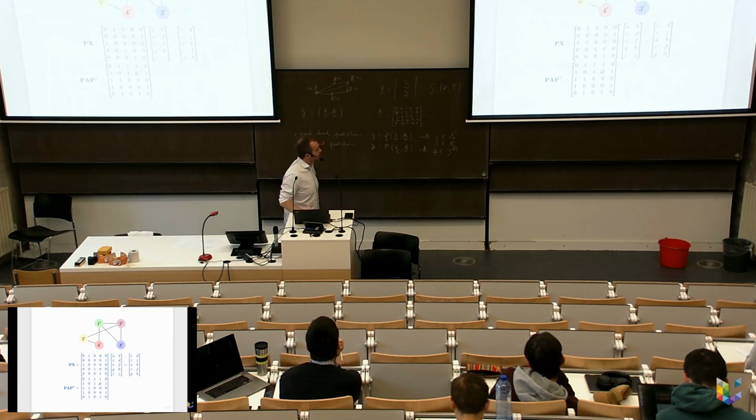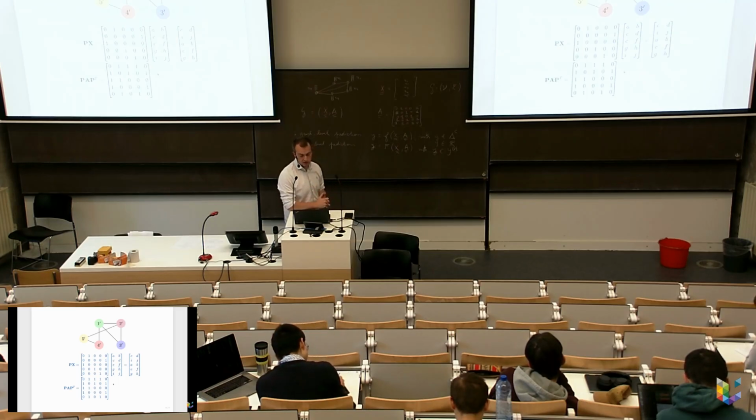And similarly, you can also permute the elements of the adjacency matrix to obtain the adjacency matrix of this new graph. And you can do that by multiplying to the right the adjacency matrix by the transpose of the permutation, and to the left by the permutation matrix.